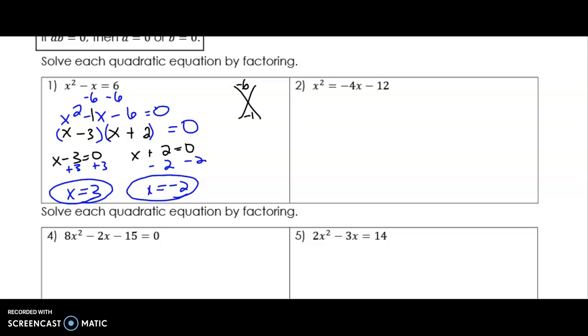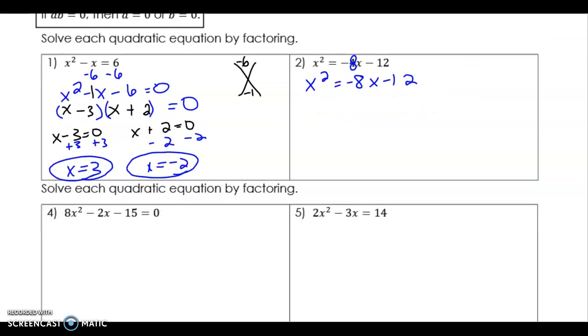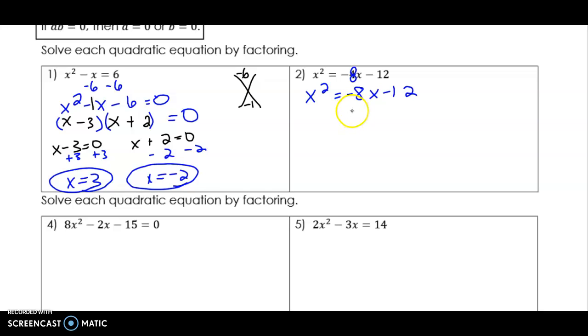Okay, number 2. Now, first of all, this one has a typo. So go ahead and change your 4x to an 8x, negative 8x. So it's going to be x squared equals negative 8x minus 12. Right? From there, we can add the 8x to the other side and the 12, so that one side equals 0. So we have x squared plus 8x plus 12 equals 0.